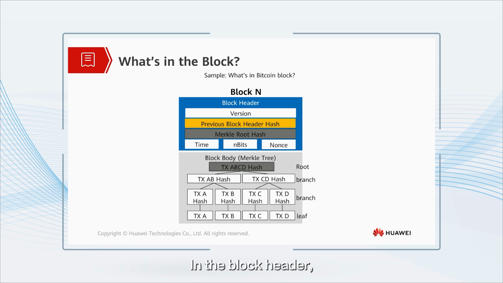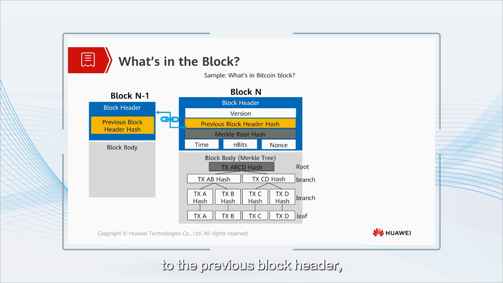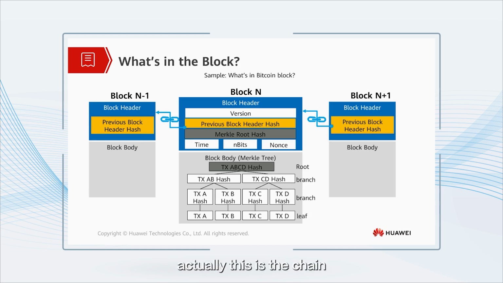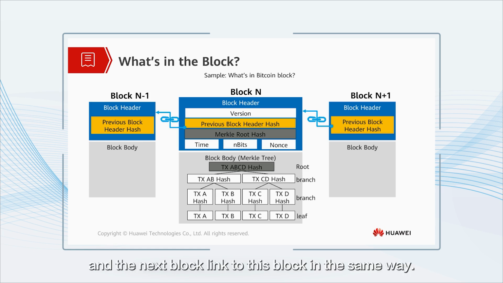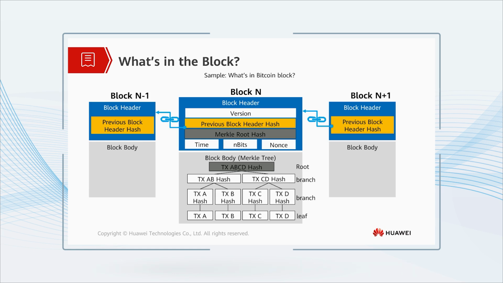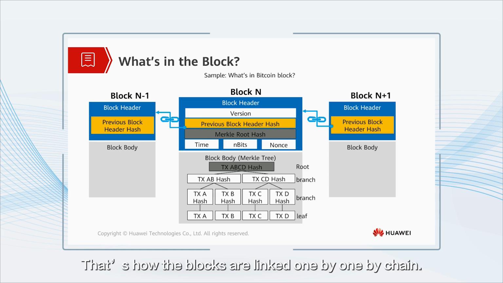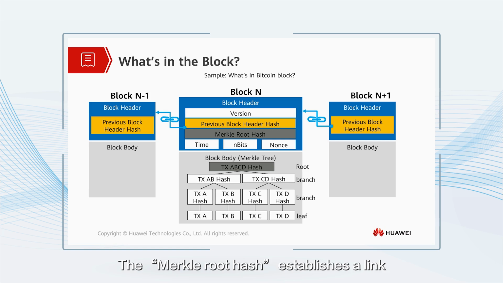In the block header, the previous block header hash points to the previous block header. Actually, this is the chain that linked the block with the previous block, and the next block is linked to this block in the same way. That's how the blocks are linked one by one by chain. The Merkle root hash establishes a link between the block header and the block body. This is another inner chain of the block.